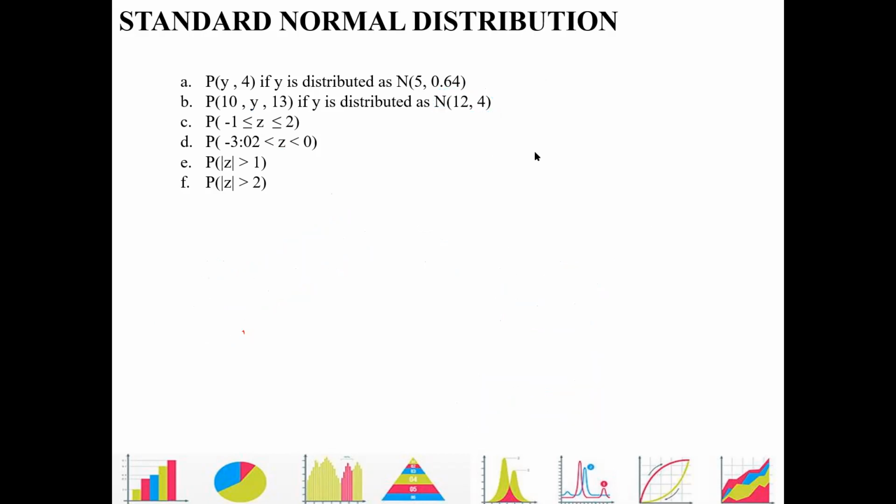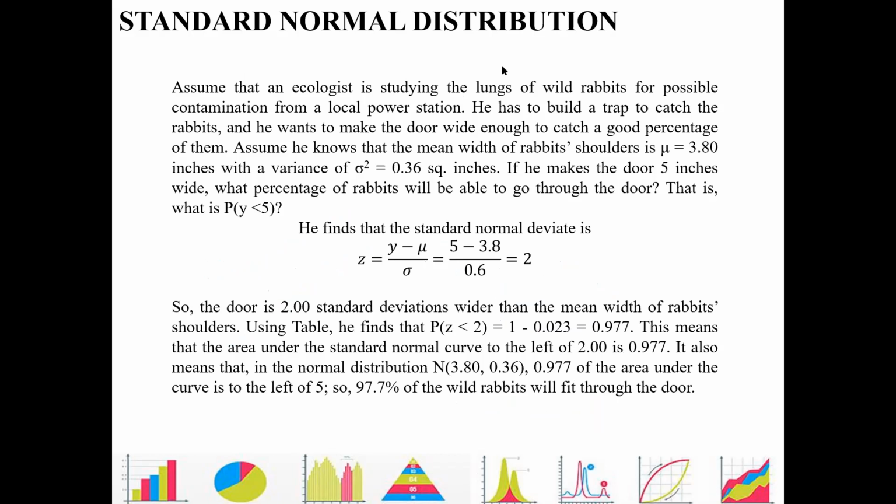Okay, wala na, then we will proceed with a problem here. Assume an ecologist is studying the lungs of wild rabbit for possible contamination from a local power station. He has to build a trap to catch the rabbit, and he wants to make the door wide open to catch a good percentage of them.